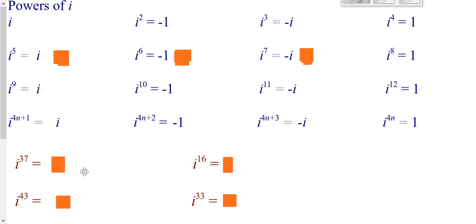So, as we look down here, is 37 a multiple of 4? No, but 36 is. It's 1 more than a multiple of 4, so we get i. Here's 43. Is it a multiple of 4? No. But 40 is, so 43 is 3 more than a multiple of 4. 3 more than a multiple of 4 is negative i. 16, it's a multiple of 4, so that means we get 1. 33 is 1 more than a multiple of 4, because 32 is a multiple of 4. This is 1 more, so that means it's just normal i.